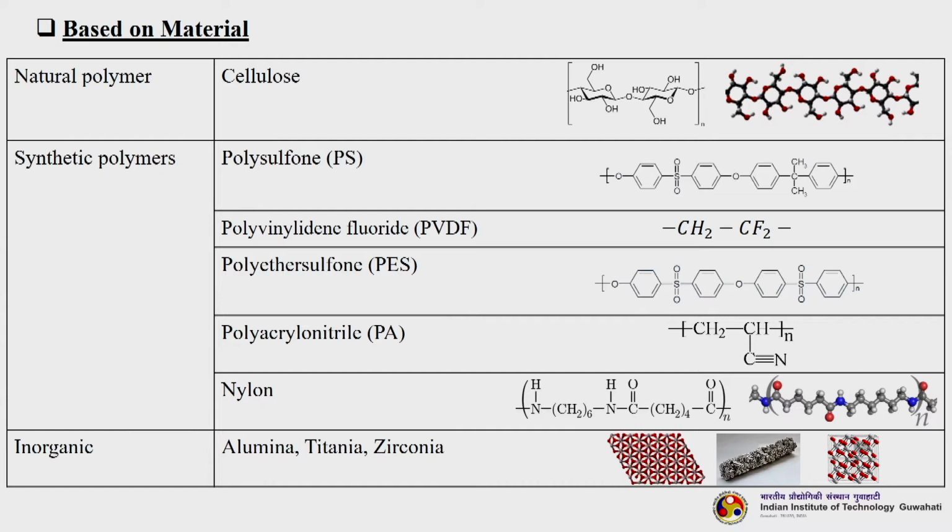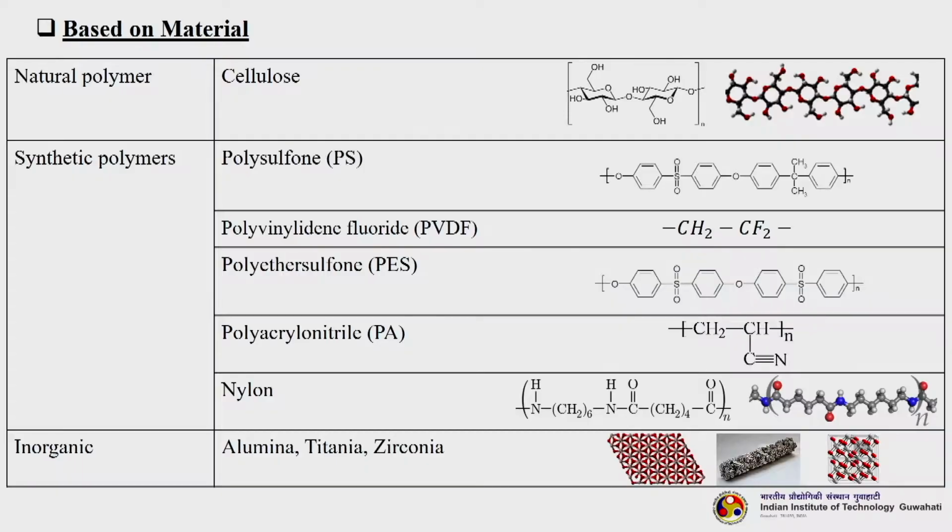The first one is based on materials. Either we can have a natural polymer, of which cellulose is a classic example. Cellulose is one of the most abundantly available natural materials. Otherwise we can have synthetic polymers. Most of the commercial membranes available today in the market are synthetic membranes. They can be prepared either from polysulfone or PVDF, which is polyvinylidene fluoride, or polyether sulfone, which is a modified version of polysulfone, or polyacrylonitrile or even nylon.